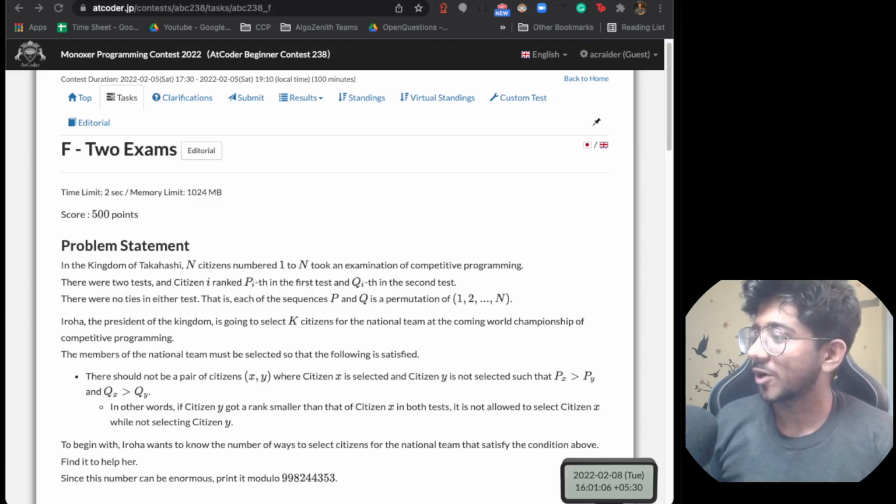Today we're going to talk about this problem, 2 Exams, from AtCoder Beginner Contest 238. And this is a really cool problem. This is going to be a video in which I'm going to try and explain the intuition behind dynamic programming through this particular problem, and how to create solutions for any general problem for that sake.